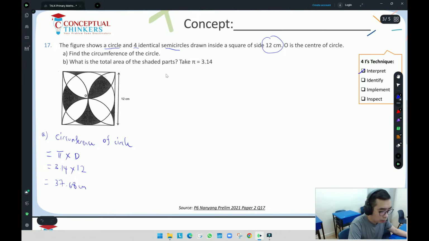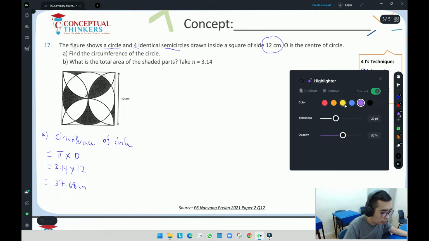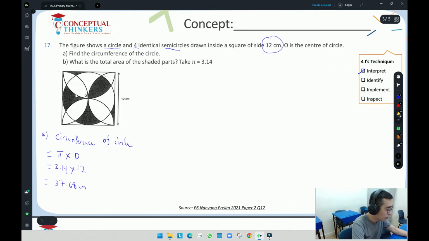So part A is pretty easy. Okay, now the difficult part is part B. Some of my students actually struggled to find out how to look at the shaded part, so I'm going to go through this slowly. There are a few things that I'm looking at when I solve this question. First thing is we need to join the shaded parts to create some common shape so that it's easy for us to find.